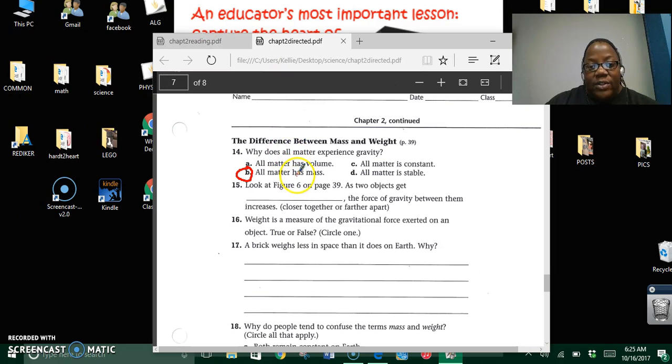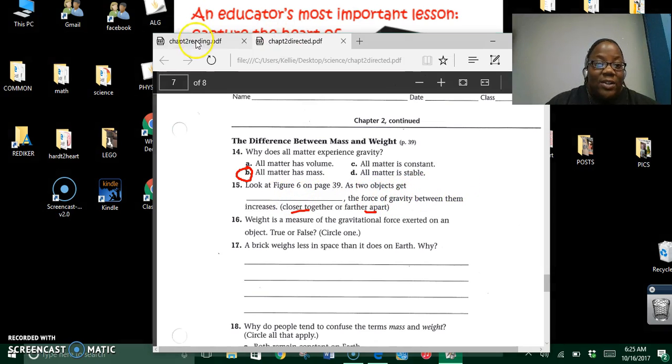All right, look at figure 6 on page 39. As two objects get blank, either closer together or farther apart, the force of gravity between them increases. Let's read it again. Should it be, as two objects get closer together, the force of gravity between them increases, or should it read, as two objects get farther apart, the force of gravity between them increases?